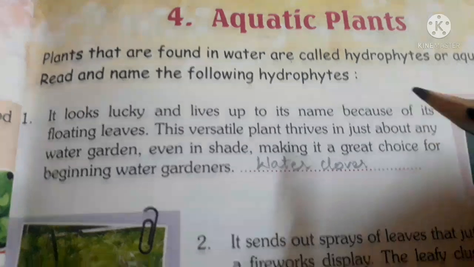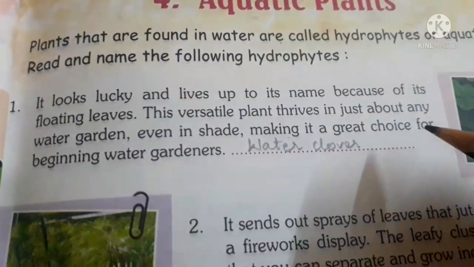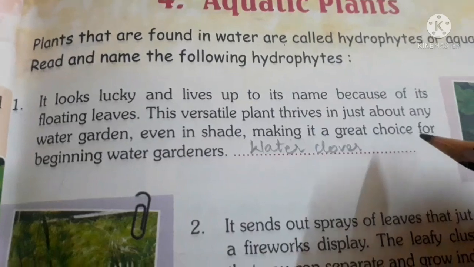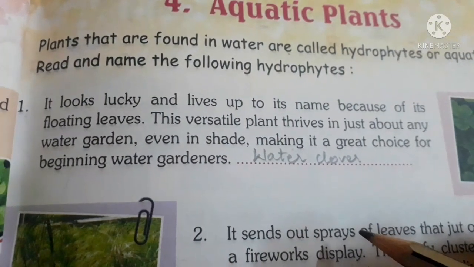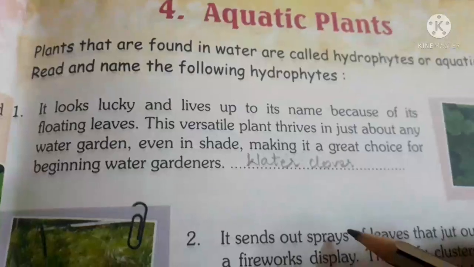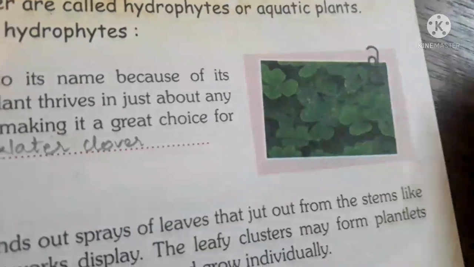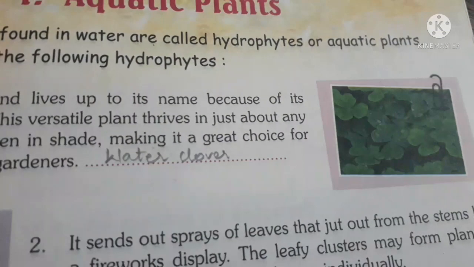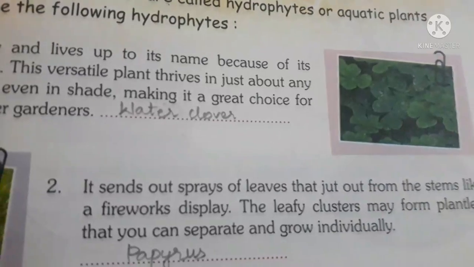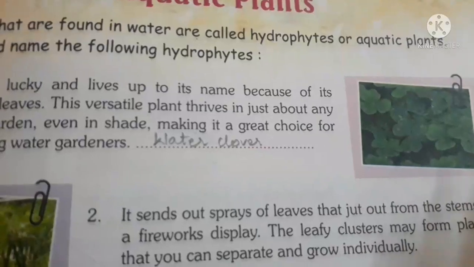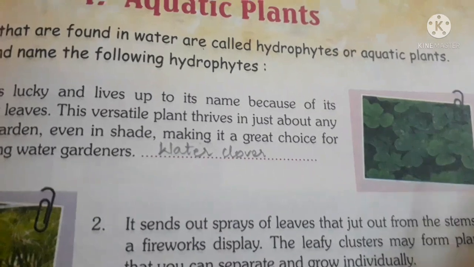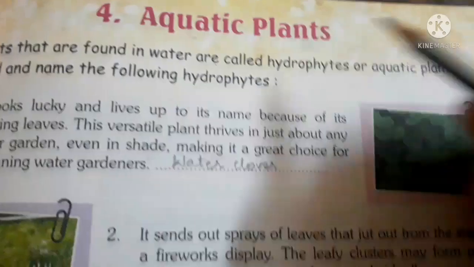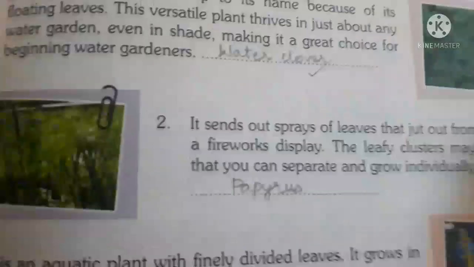It looks lucky and lives up to its name because of its floating leaves. This versatile plant thrives in just about any water garden, even in shade, making it a great choice for beginning water gardeners. It is water clover. It can grow in any water garden, but it doesn't need sunlight at all. It can grow in shade also. So it is the best choice for the water gardeners who are beginning their water gardens. So this is called water clover.